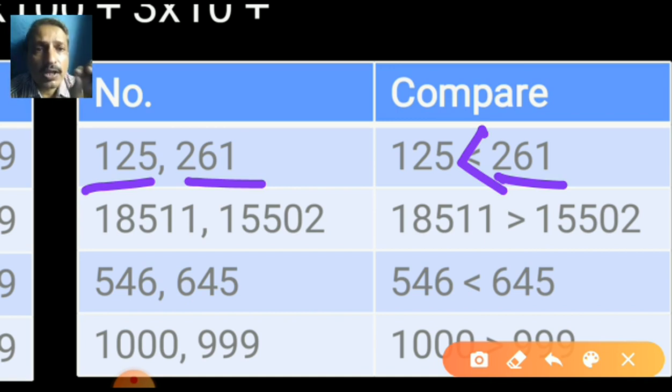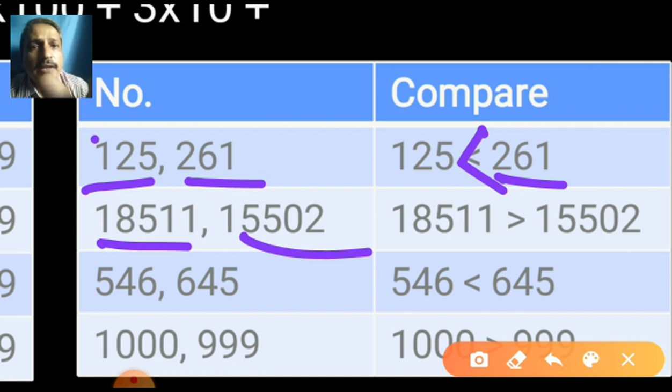125 is smaller than 261. Or you can write it in reverse: 261 is greater than 125. Is it clear? Yes, here two numbers are there. Here we compare the first number. Both are 3 digits. 1 is smaller than 2. That's why we put this sign.